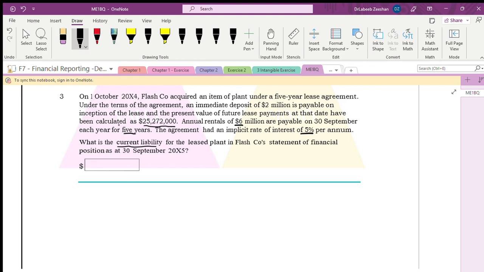These types of questions will be there in Section A, Section B, or in Section C also. They will be reflected. Okay, what is the current liability? How much is there? We have to see. You need working for that. There is a year. You will have the opening balance. You have to take the interest at the rate of 5%.